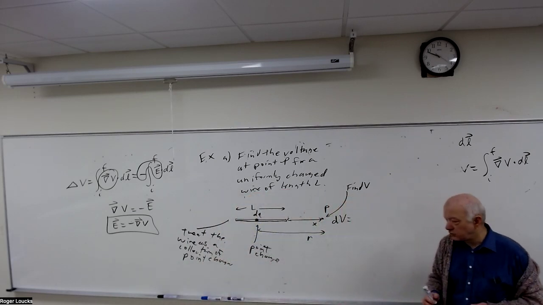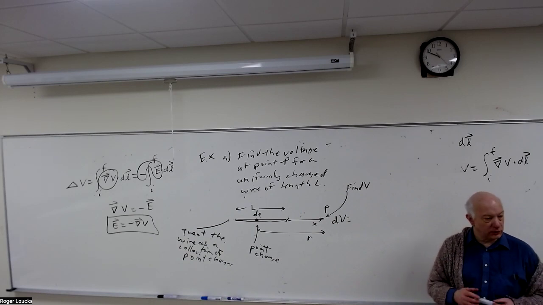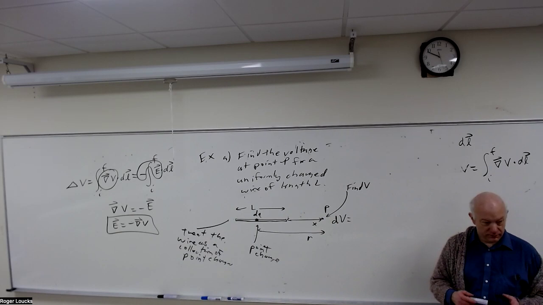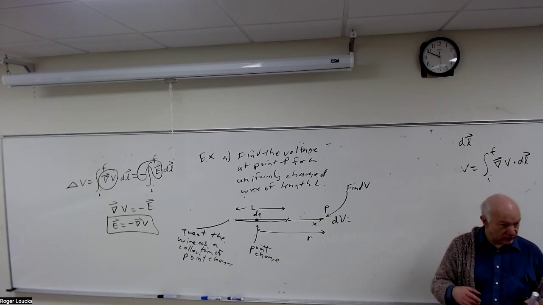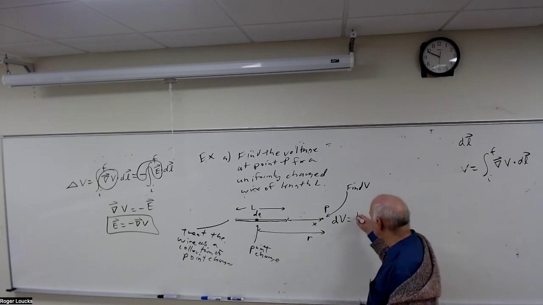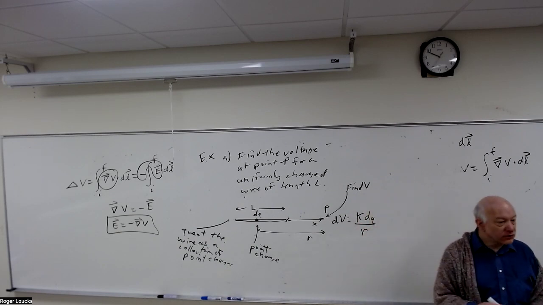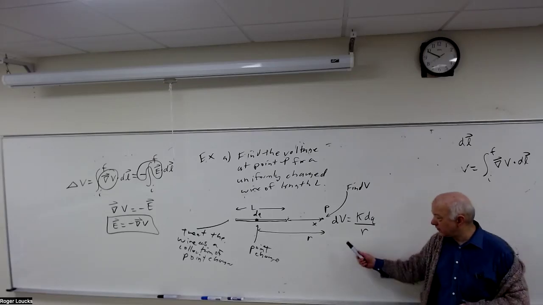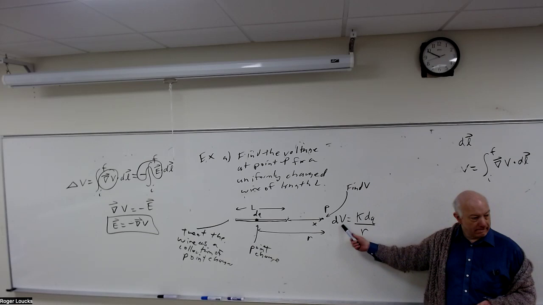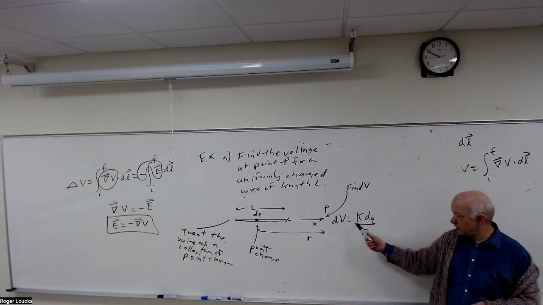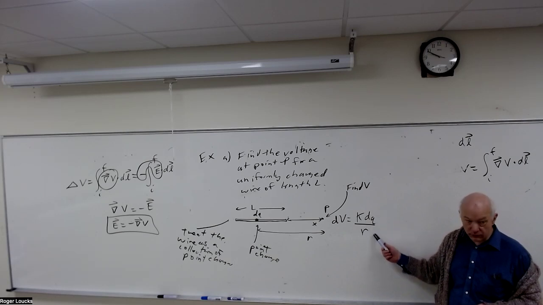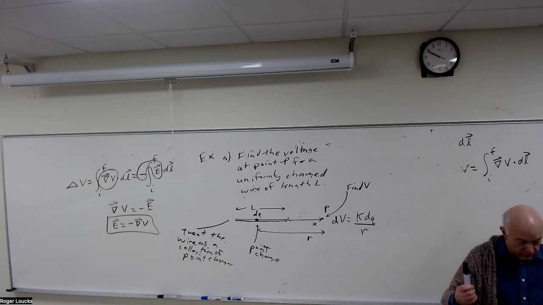So what is a tiny little voltage at that point due to my little friend dQ? What is the voltage for a point charge? K, Q, in this case dQ. It's going to be K dQ over R. On your exam on Monday, if I were to ask this for the electric field, what would you have? Instead, you'd have dE equals K dQ over R squared. But it's the same thought process.